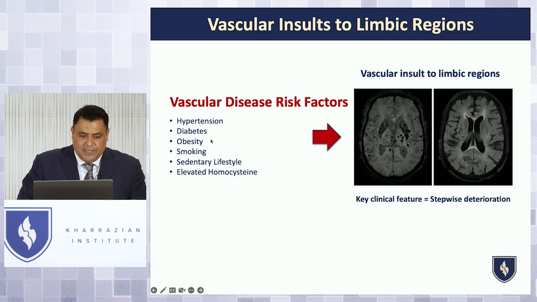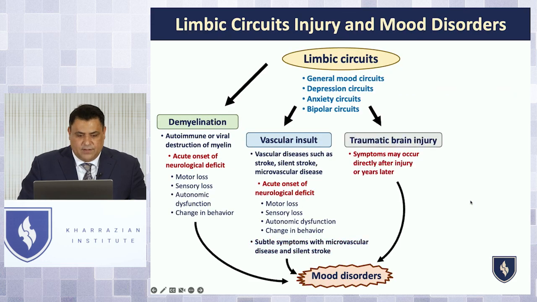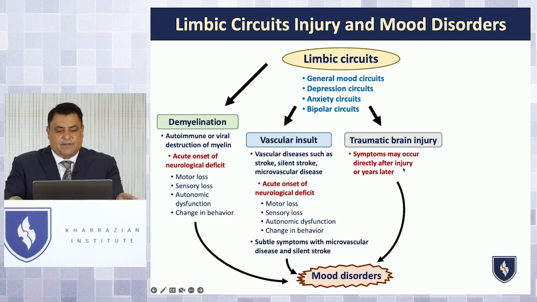But anytime you see hypertension, diabetes, obesity, smoking, sedentary lifestyle, elevated homocysteine, just poor vascular health, you should always suspect vascular involvement and stepwise deterioration. And then traumatic brain injury, symptoms may occur directly after injury or 2 years later. Remember that, like people that have head injuries, their symptoms come in years and years later. They don't happen right after the injury.